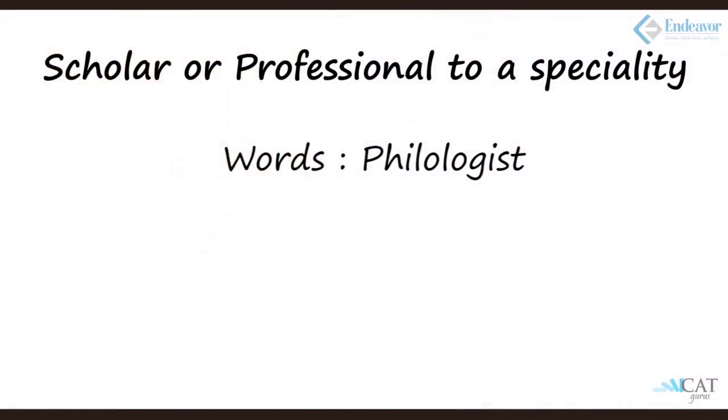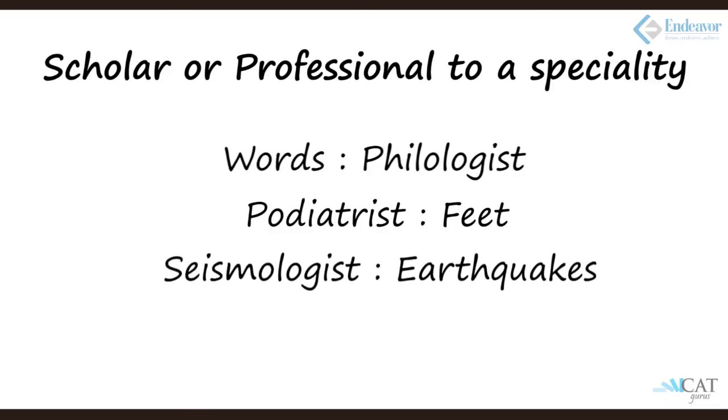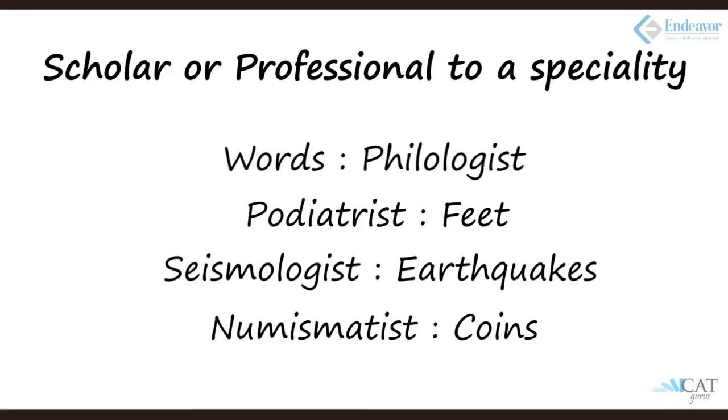Continuing the extension, philologist is to words is the relation between a professional to his specialization. Podiatrist is to feet. Seismologist is to earthquakes. Numismatist is to coins. If we move to the next example, this could be a little subtle one, which is noun is to an adjective. Thankfully here I'll pick up only one set of words for noun is to adjective, which are all driven by animals. So not so difficult, but just a correlation between a noun and an adjective for the same word can put you into a dilemma.